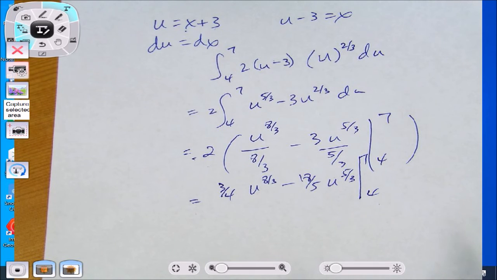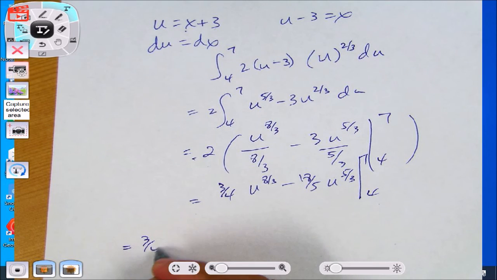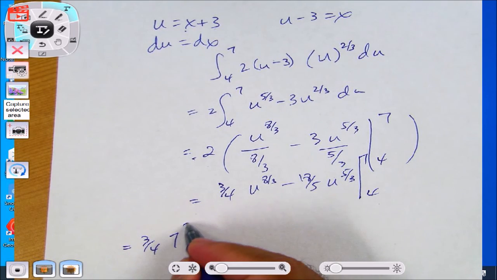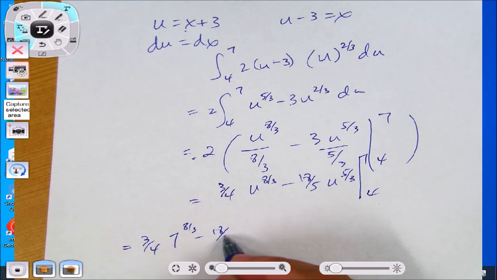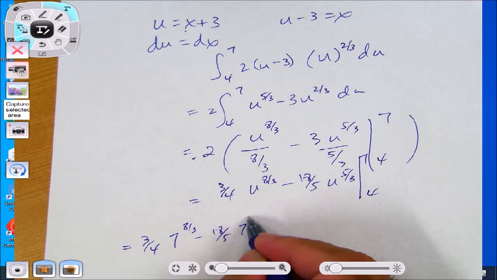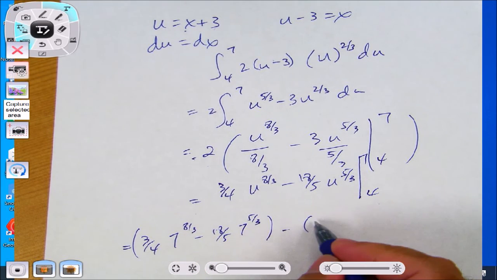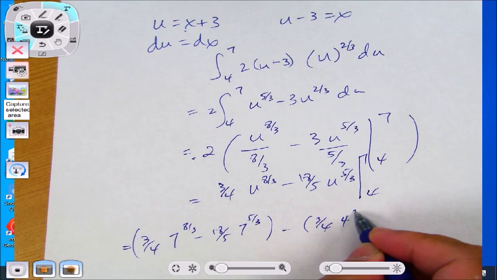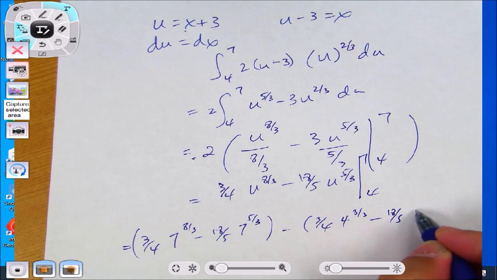So that's 3/4, 7 to the 8/3, minus 18/5, 7 to the 5/3, all that minus 3/4, 4 to the 8/3, minus 18/5, 4 to the 5/3.